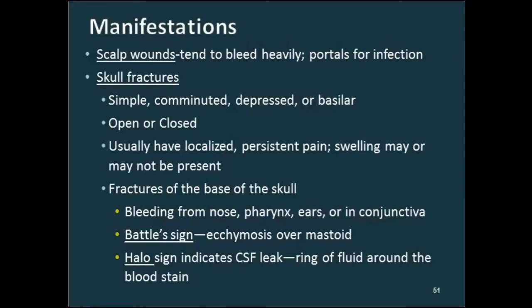Skull fractures can be classified as simple, comminuted, depressed, or basilar, and then they can be open or closed. Okay, a simple skull fracture is just a straight line. It's nothing fragmented, it's just a straight fracture. Comminuted means it's splintered or there are multiple fracture lines. A depressed skull fracture means that the area where the break is actually sunken in or depressed toward the brain.